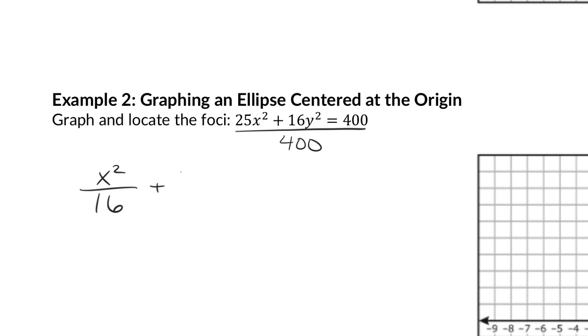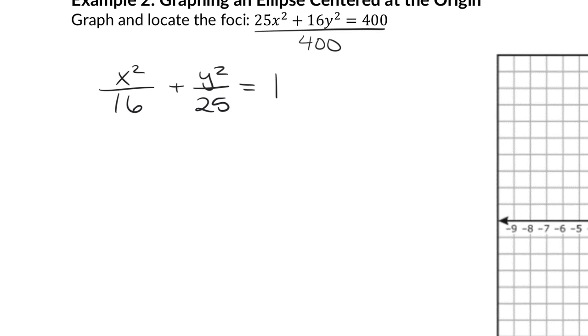16y squared over 400 becomes a denominator of 25. 400 over 400 becomes 1. So again, all I did was actually divide these numbers. 25 over 400 is 1/16, and 16 over 400 is 1/25. Now that it's written like this, where it says equal 1, we can find the A and the B. We rewrite this as x squared over 4 squared plus y squared over 5 squared. And we can answer the questions, what is A, what is B?